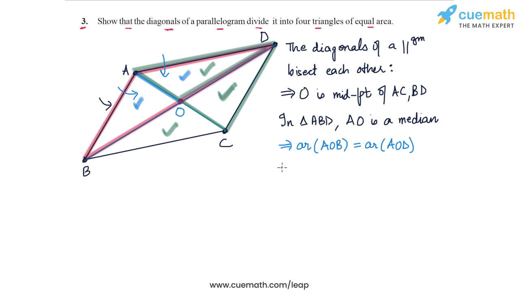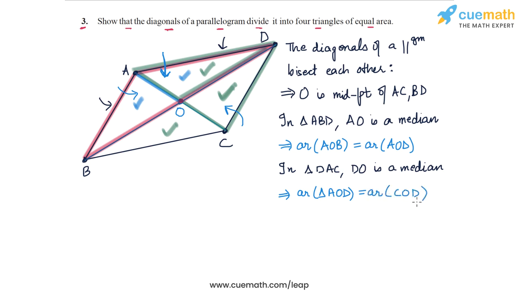Similarly, if we take another triangle, so let's take the triangle DAC, so the green triangle, the second triangle that I highlighted. So in triangle DAC, once again O is the midpoint of AC, so in this case DO is a median. DO is a median, and this means that it will divide triangle DAC into 2 triangular parts of equal area. So the area of AOD and the area of COD will be equal. So area of triangle AOD will be equal to area of triangle COD.